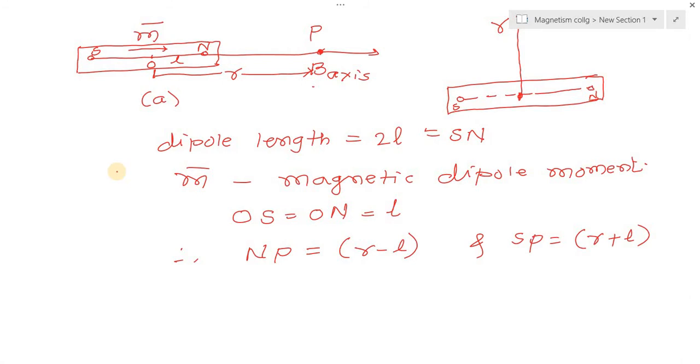Now we use the electrostatic analogy to obtain the magnetic field due to a bar magnet at a large distance, r greater than l.